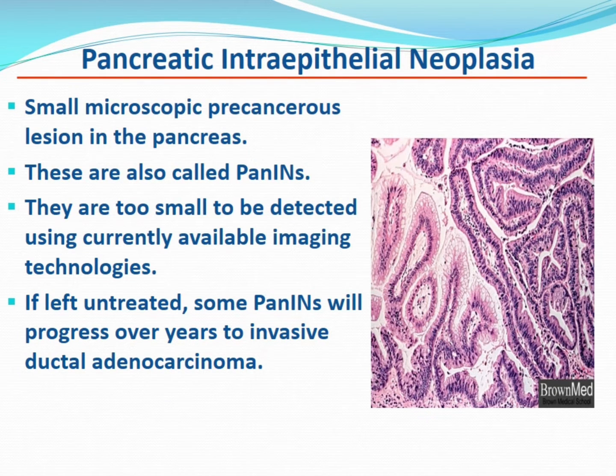Pancreatic intraepithelial neoplasia is considered the precursor of pancreatic carcinoma. Pancreatic intraepithelial neoplasias are small microscopic precancerous lesions in the pancreas. They are called PanINs. They are too small to be detected by the currently available imaging techniques. If left untreated, some PanINs will progress to invasive ductal adenocarcinoma.